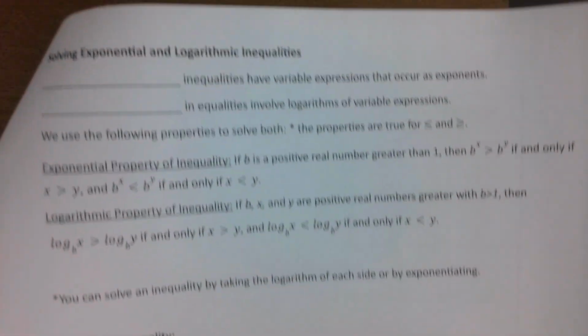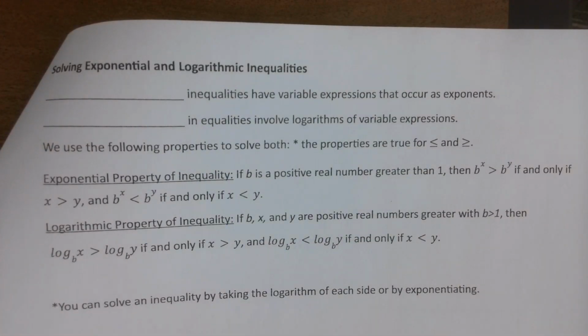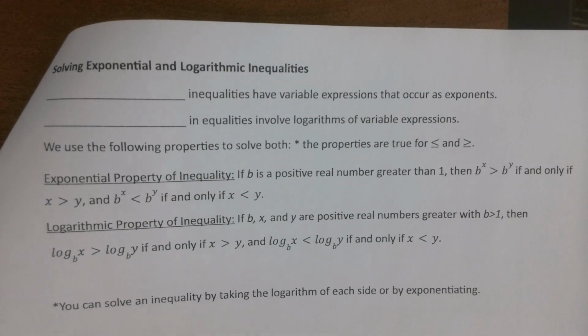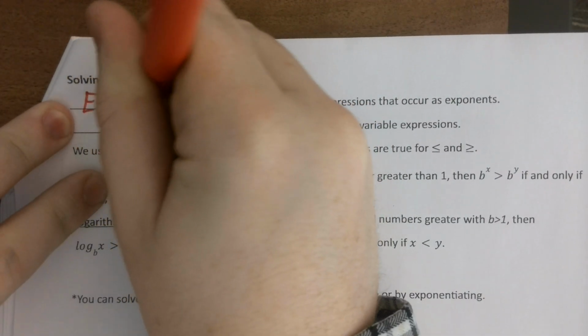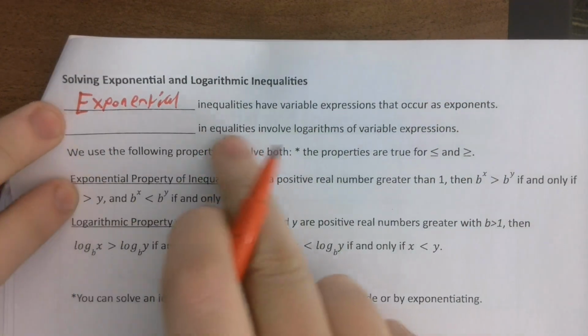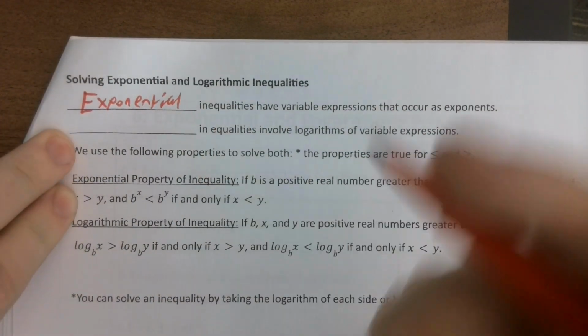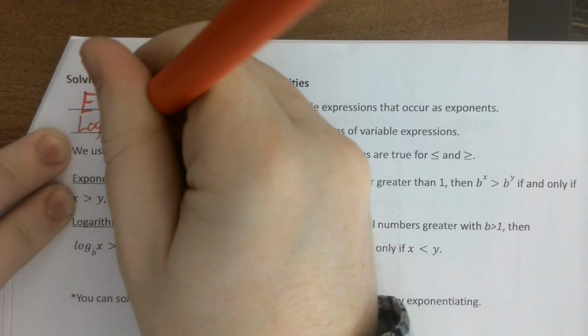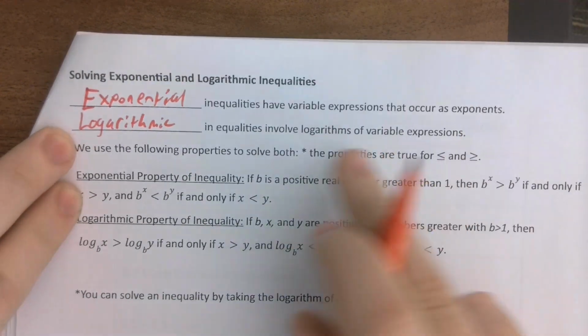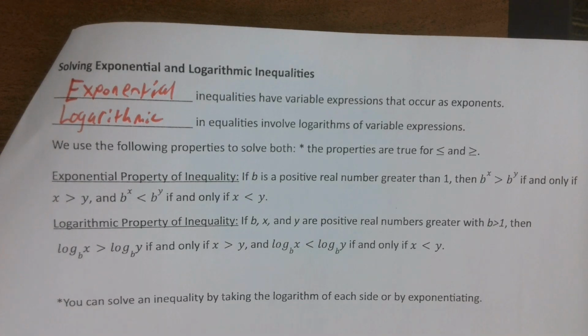We've got one last thing to take a look at, and that's solving inequalities that have exponents and logarithms inside of them. Recall that anything that has a variable expression as an exponent is exponential. So an exponential inequality has an exponent that is a variable in it, whereas a logarithmic inequality has a logarithm with a variable as an argument.